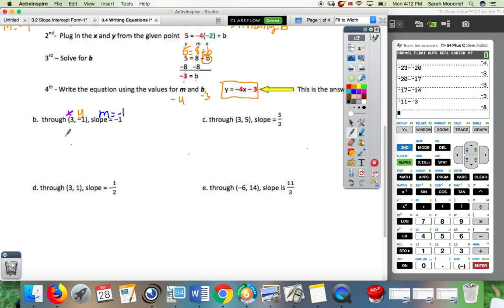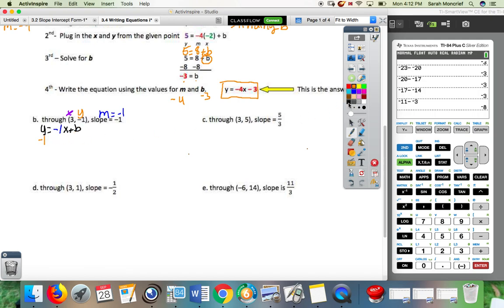Alright, so let's start by filling in my m. So you should have y is equal to negative 1 x plus b. Now again, do I have b? No, so can I plug anything in for b? No, but I have an x and a y that I can plug in. What can I plug in for y? Negative 1. So everyone plug in negative 1 for y.